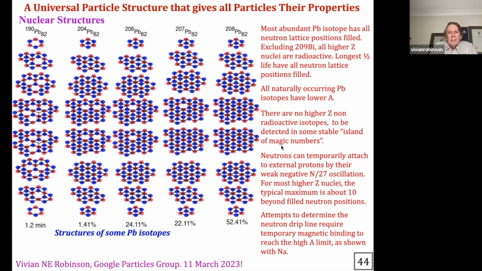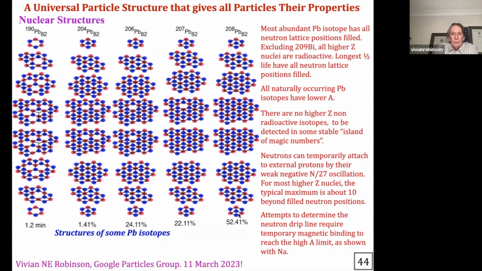There's no such thing as magic numbers. As I mentioned before, neutrons can attach to external protons. But by the time there are about 10 of them, in most cases the half-life becomes really short. And there have been attempts to determine the neutron drip line by smashing larger nuclei together and measuring what comes out.